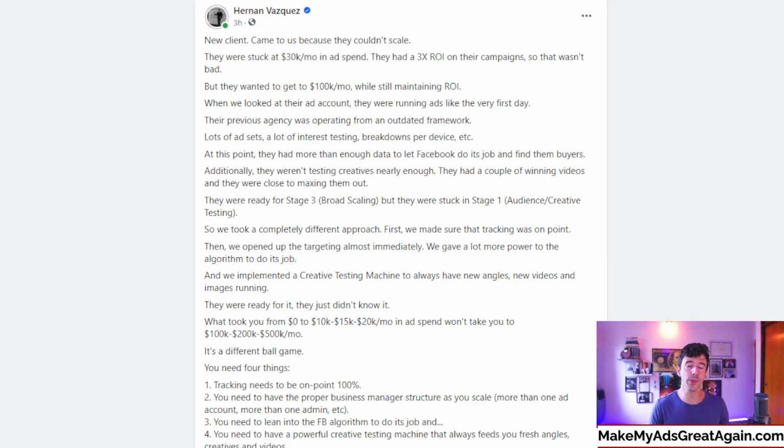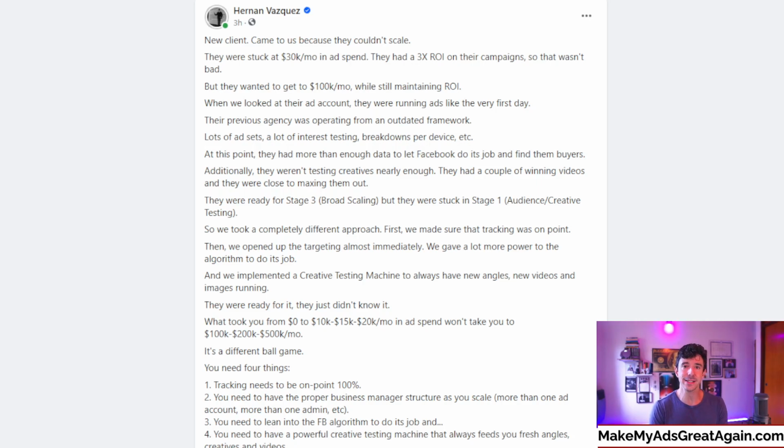There are a couple of things that you need to consider when it comes to scaling profitably to 6 figures a month in ad spend. The first thing is that you need to switch your mentality. We like to divide campaigns into 3 stages, right?